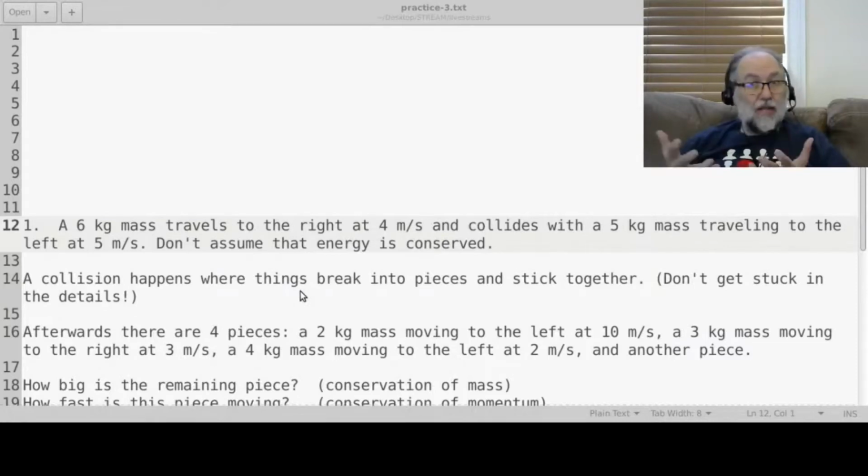And I indicate here, don't get stuck on those details. I don't have to give them to you. Don't need them. Doesn't really matter. And afterwards, there's going to be four pieces: a 2 kilogram mass moving to the left at 10 meters per second, a 3 kilogram mass moving to the right at 3 meters per second, a 4 kilogram mass moving to the left at 2 meters per second, and then another piece. I don't give you any of the details about that other piece.